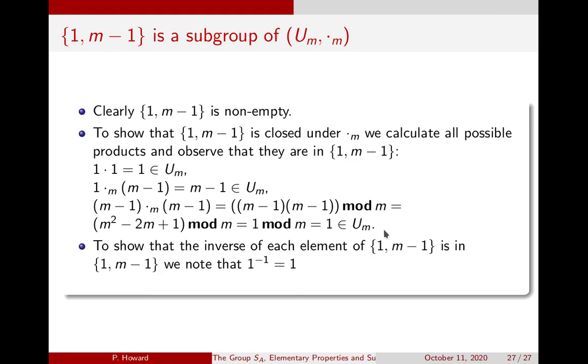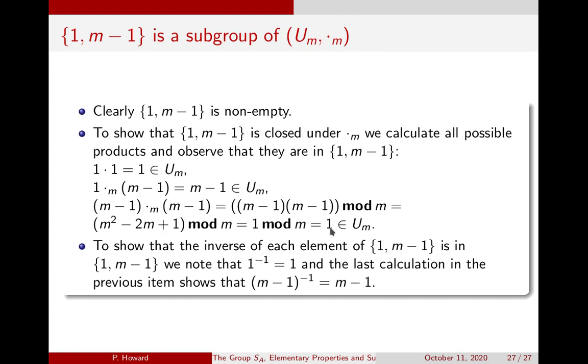And finally, to show that the inverse of each element of the set 1 comma m minus 1 is in the set, we note that the inverse of 1 is 1. And this last calculation, starting with m minus 1 times sub m minus 1, shows that the inverse of m minus 1 is m minus 1. When you multiply m minus 1 times m minus 1, you get the identity. So this completes the argument that this two-element set 1 comma m minus 1 is a subgroup of U sub m.